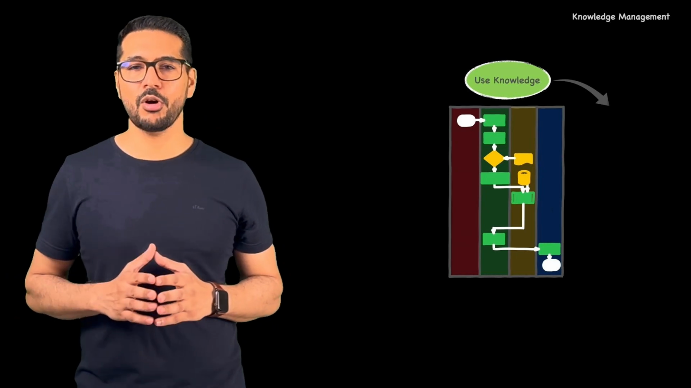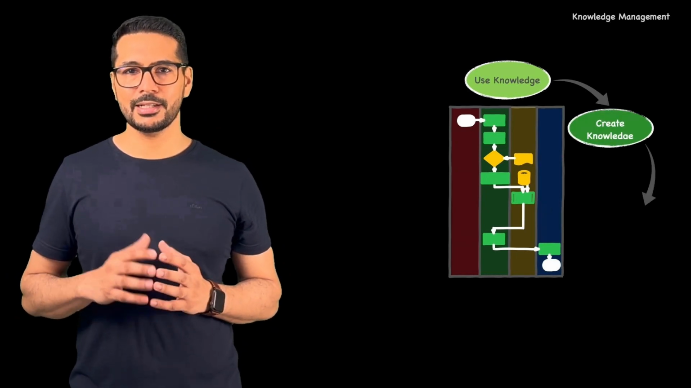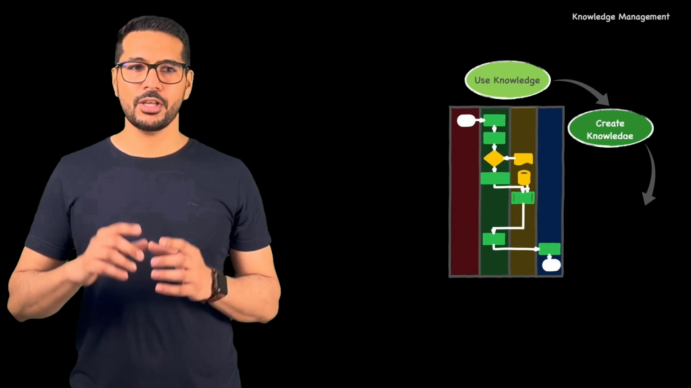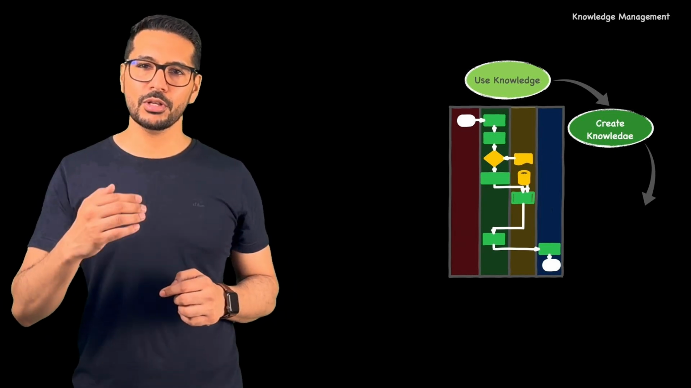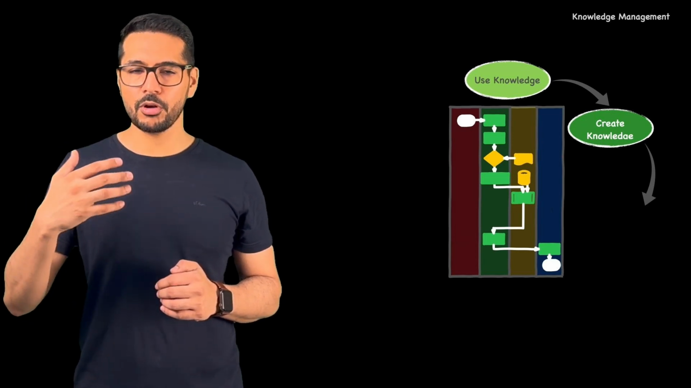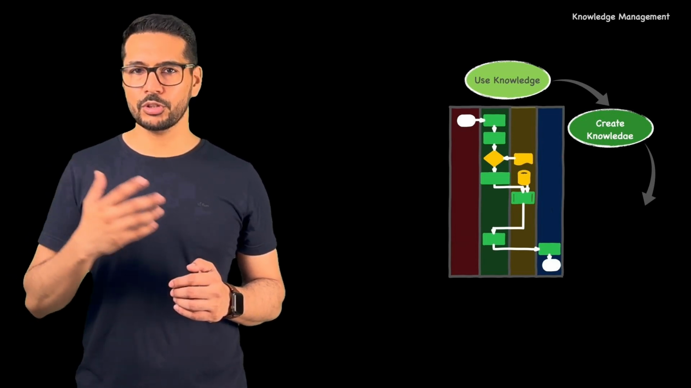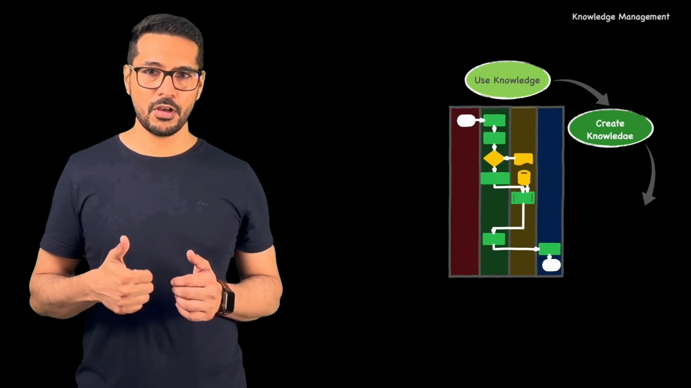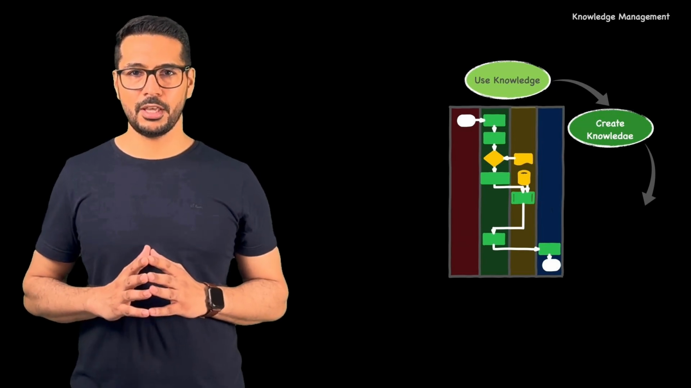And the first knowledge management process is create knowledge. In any process where people are doing different tasks, knowledge is being continuously created, because the people are working on them and going through different conditions. So this is the first process in knowledge management.